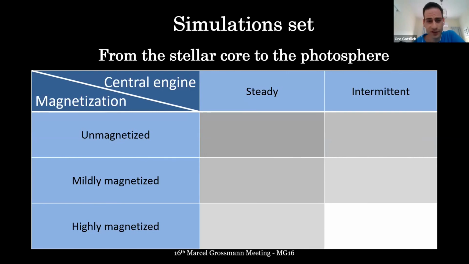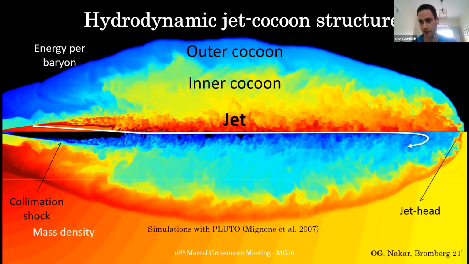So let's start, again, with the simplest form of jets, which is unmagnetized, steady central engine jets. And this is the picture that we see in 3D simulations. The upper panel here shows the energy per baryon. The lower panel shows the mass density. Red colors are high, blue colors are low. And you can see that the jet is propagating from left to right.